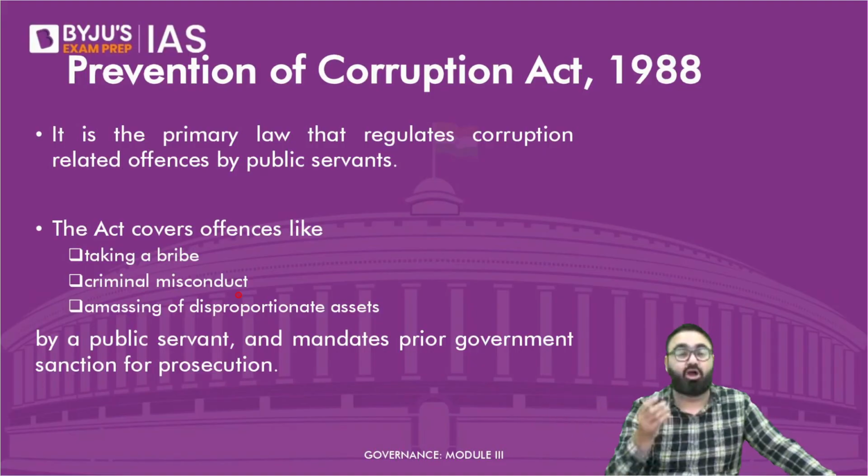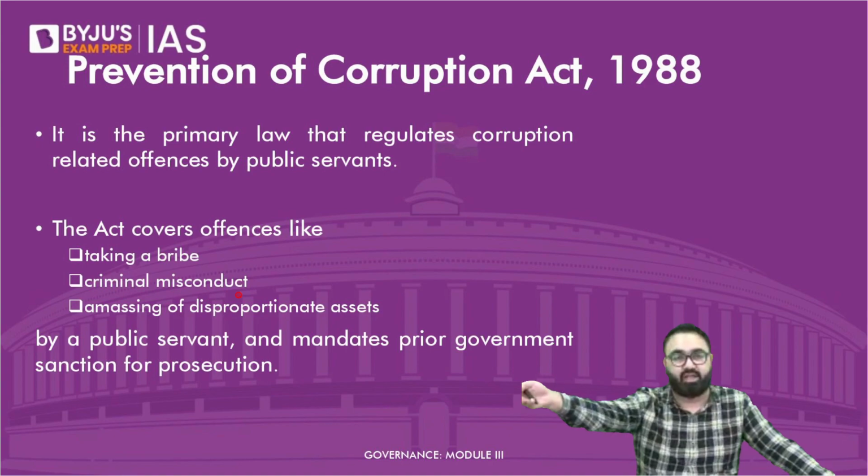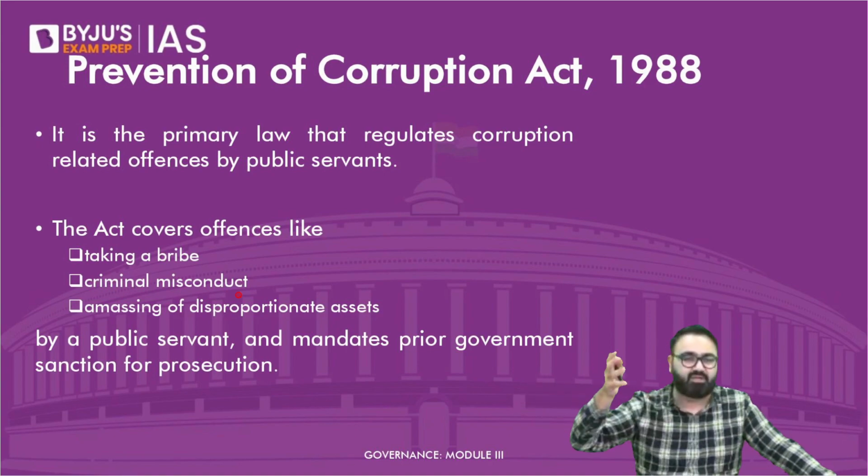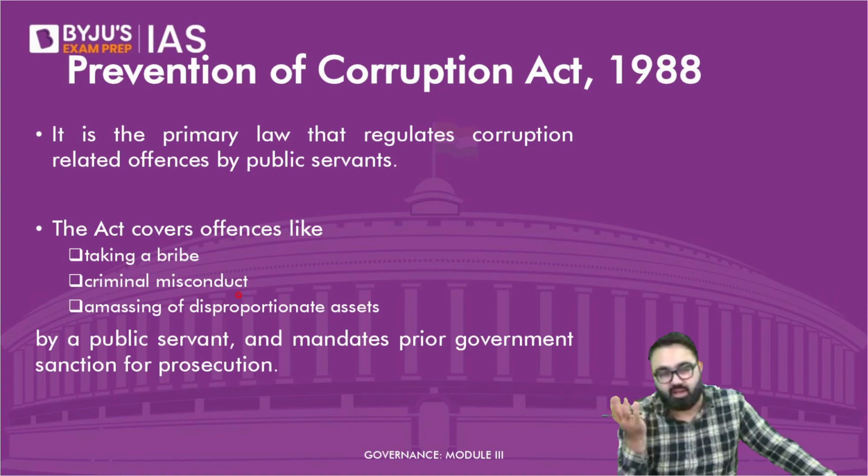That is why it is called Corruption Perception Index. So they take their perception, what do you think, is the government corrupt or not, and based on that, they prepare the report.